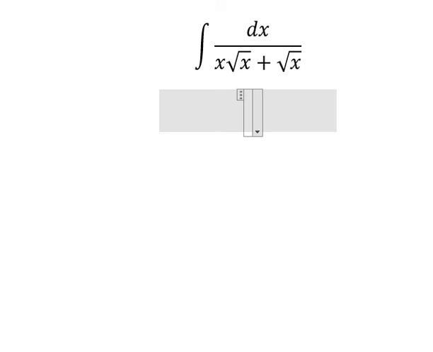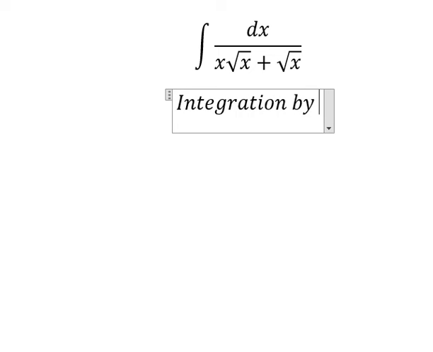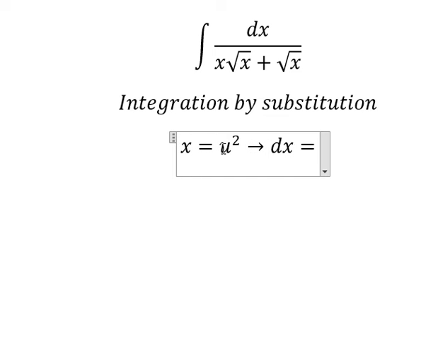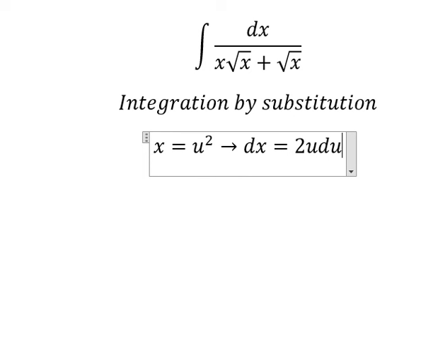We need to use integration by substitution. So I need to put s equals u squared because I want to cancel the square root. That's why I need to choose u to the power of 2. Later, we do the first derivative for both sides. The first derivative of u squared, we have 2u du.